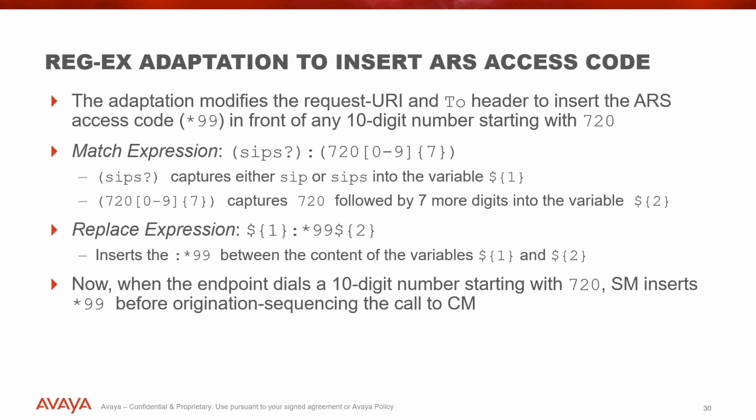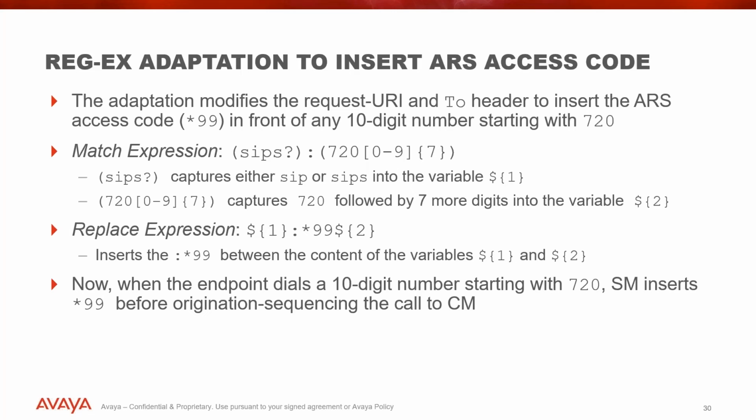And then we've got the curly brackets after that. That's a quantifier. So that means I want 7 of the thing that was before this. So the 7 in curly brackets means 7 of 0 through 9. So basically just 7 digit characters. So we've got a 720 followed by any 7 digits. The SIP-S question mark part is going to capture either SIP or SIP-S into $1. And then the second parenthesized expression is going to capture 720 followed by exactly 7 more digits into the variable $2.